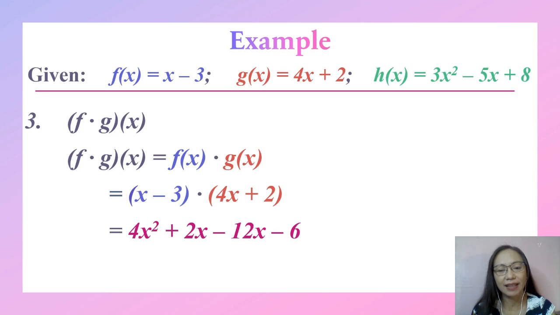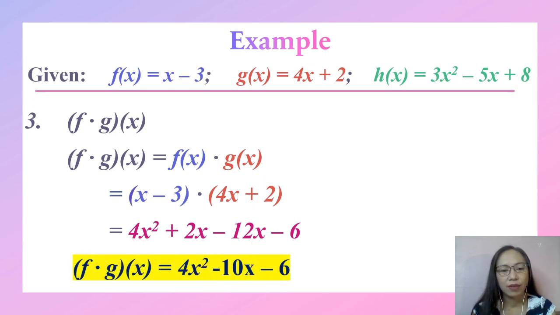Now we combine like terms so we can simplify. Since 4x squared has no similar term, we copy 4x squared. And then we combine the ones with x, positive 2x and negative 12x, that is negative 10x. So we have the 4x squared, negative 10x, and bring down negative 6. For our final answer, f times g of x equals 4x squared minus 10x minus 6.